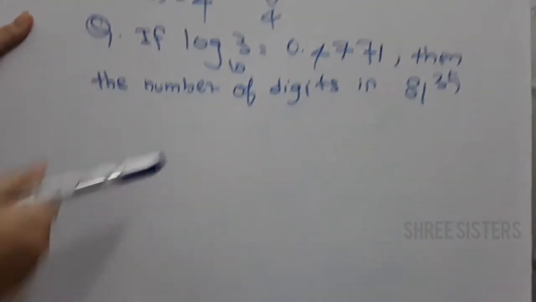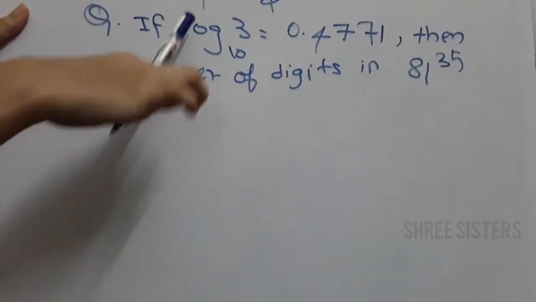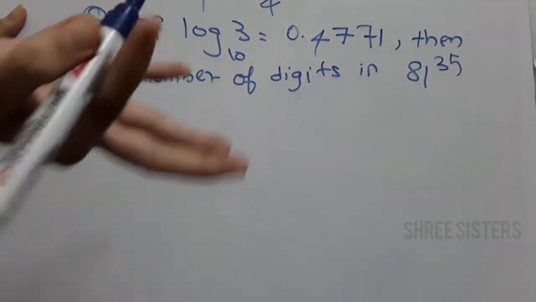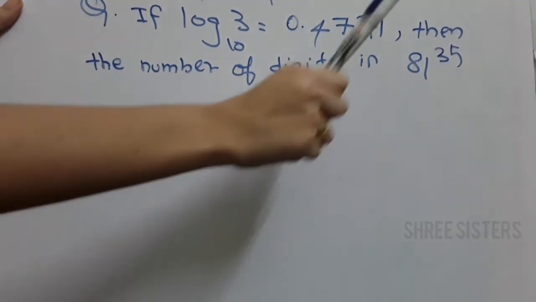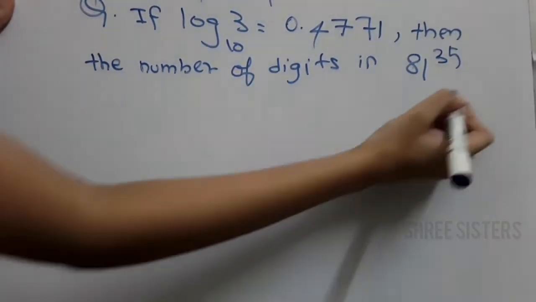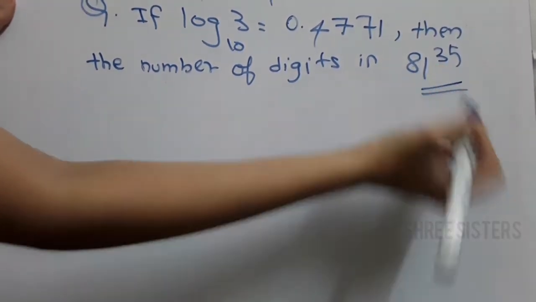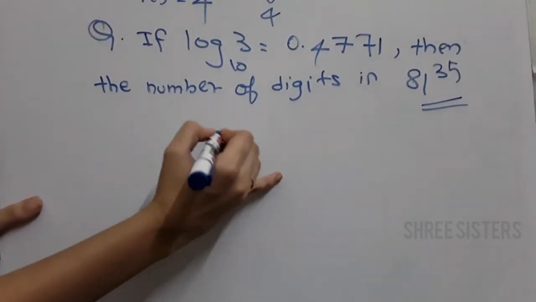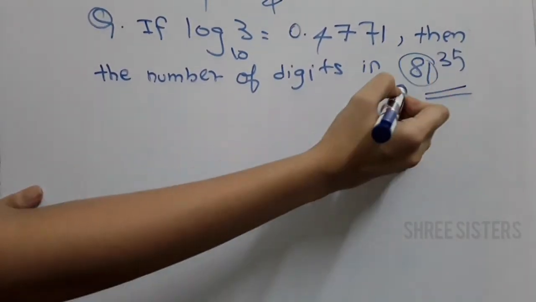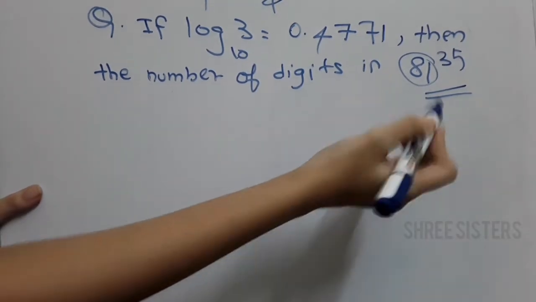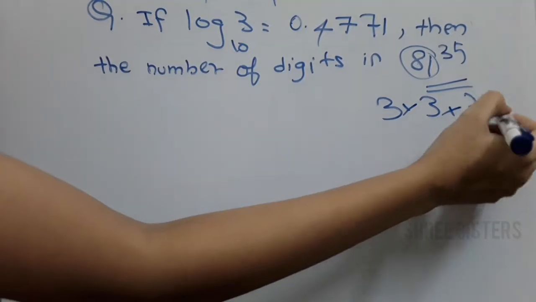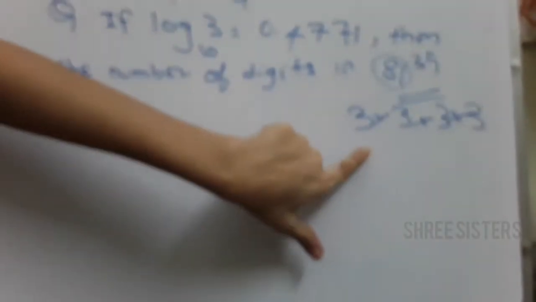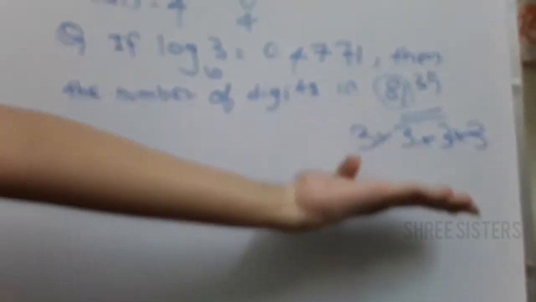Now in this question they have given the value of log 3 base 10. Base 10 is nothing but it's empty, you could consider. So log 3 equals 0.4771. Then they ask us to find the number of digits in 81 power 35. You should do the same process as before. We should express 81 as 3 into 3 into 3 into 3, which is 3 power 4.